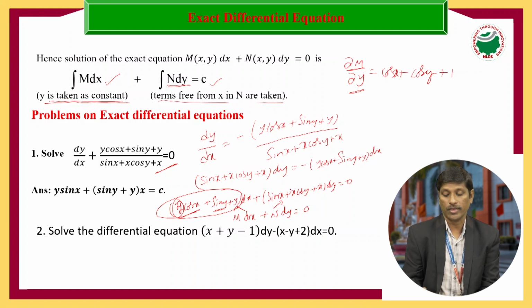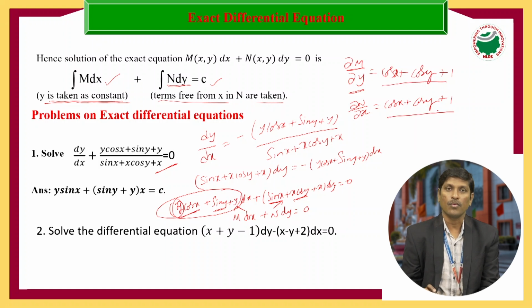Next, ∂n/∂x, which is n with respect to x. The derivative of sin x is cos x. Next, x cos y: with respect to x, the derivative of x is 1 and y is a constant, so we write cos y outside and the derivative of x is 1. Did you get the same one or not? See here, cos x plus cos y plus 1, and cos x plus cos y plus 1.